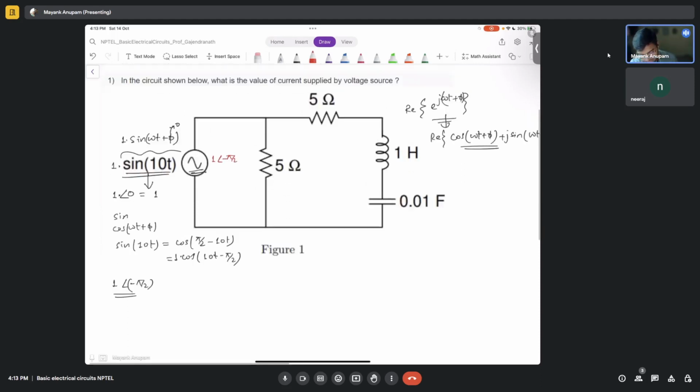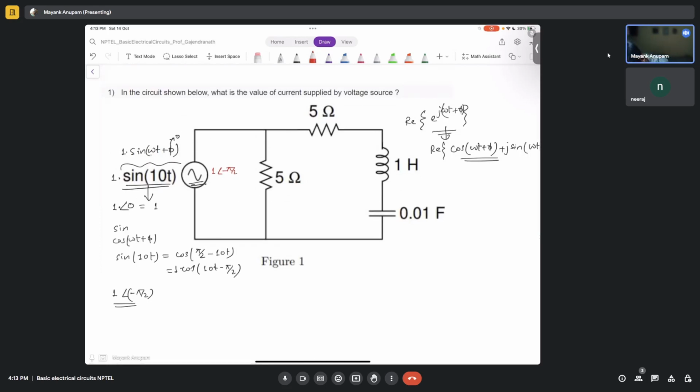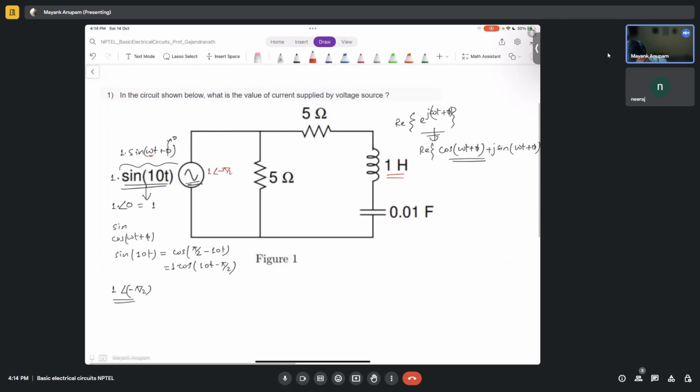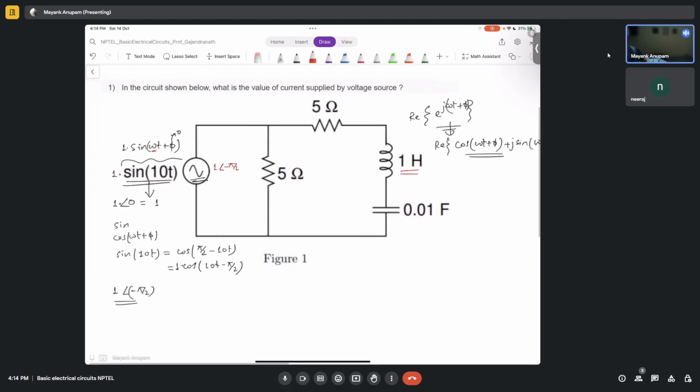Now, since we have the value of omega here, I can find the phasor impedance of this 1 Henry inductor. What will that be? It will be j omega L, so j times 10 times 1, which is j10.